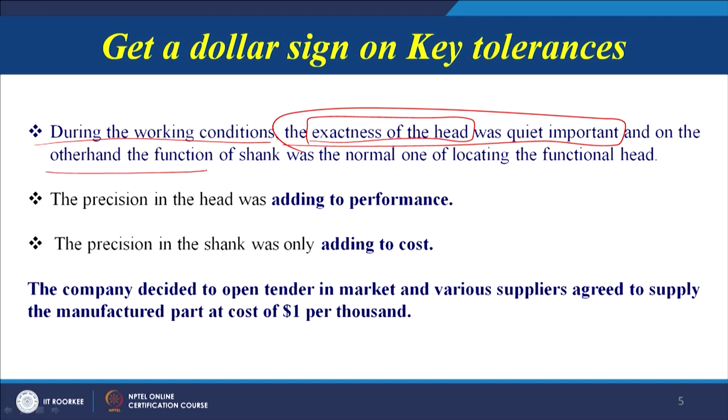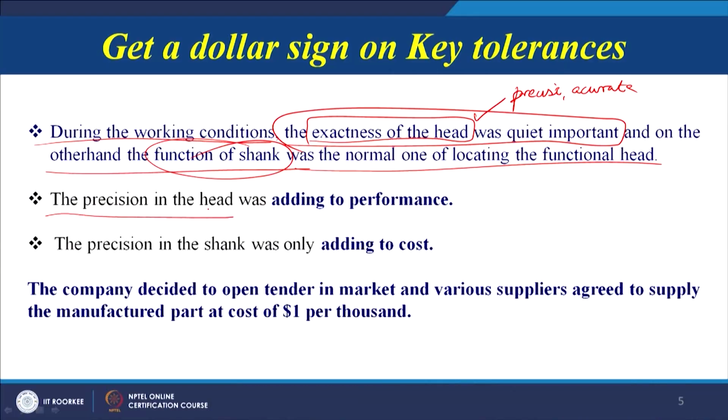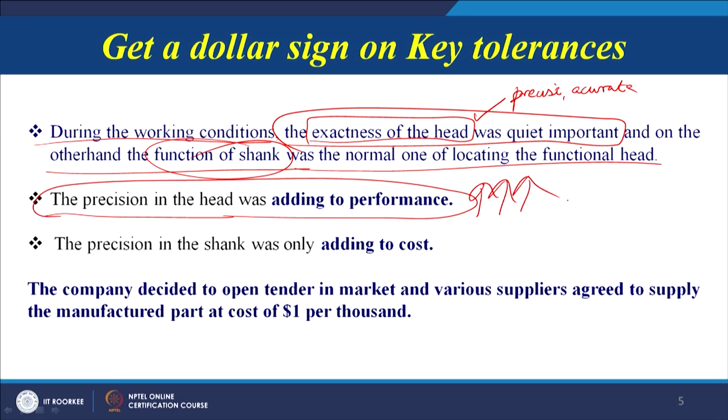And on the other hand, the function of the shank, the other part, was the normal one of locating the functional head, which means the head portion is required to be very precise, accurate and with good tolerances, whereas the shank part is not all that important because its function is just to support the head or locate the functional head. So the precision in the head was adding to the performance, which means adding to the value. The precision in the shank was only adding to the cost.